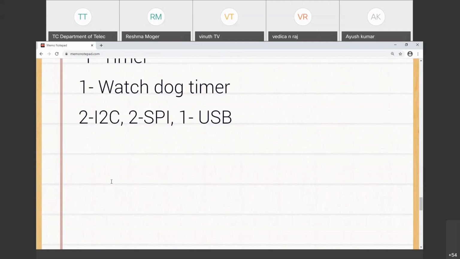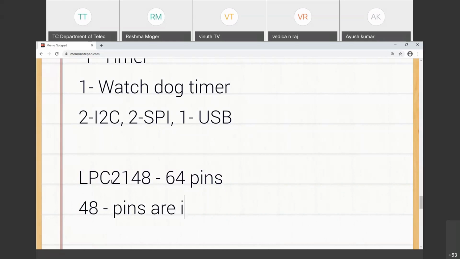Now I will say LPC2148 has 64 pins. Please understand, this is an important point. Now if I take LPC2148 as a microcontroller, as a square box, around the square box, how many pins are there? Total 64 pins are there. So it is a 64 pin package IC, you can call it a big IC with 64 pins, out of which 48 pins are for IO ports, IO pins, you can call it. 48 pins are IO pins.